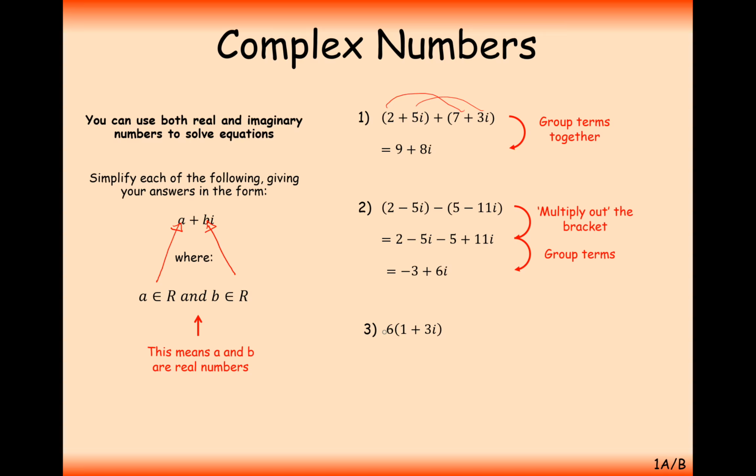And you can times by a whole value as well. You can actually times by a complex number as well. We'll see that in the second video in this series. But for now, it's 6 lots of this 1 plus 3i. And just expand the brackets as you normally would. 6 plus 18i.